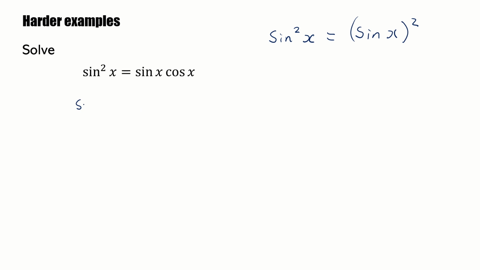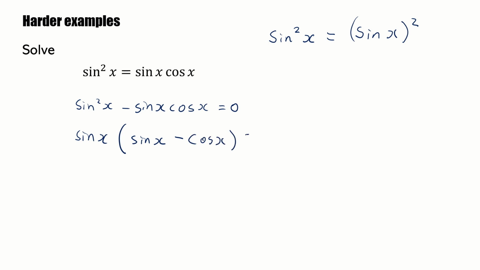Instead, we're going to move everything over to one side of the equation. And then instead of dividing by the sine of x, we're going to factorise sine of x out of the entire equation. So sine squared of x, because that means sine of x times sine of x, and we've factorised one of those sine of x's out, we're just going to be left with the other sine of x left behind. And then the sine of x cos of x, we've factorised the sine of x out, leaving us with just the cos of x part.